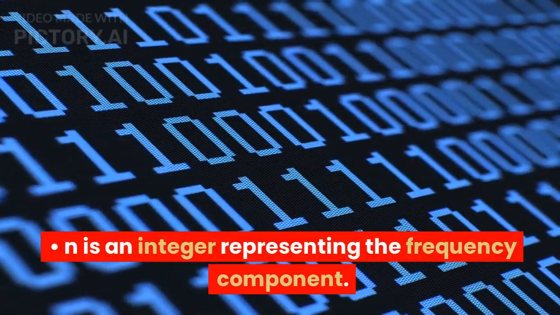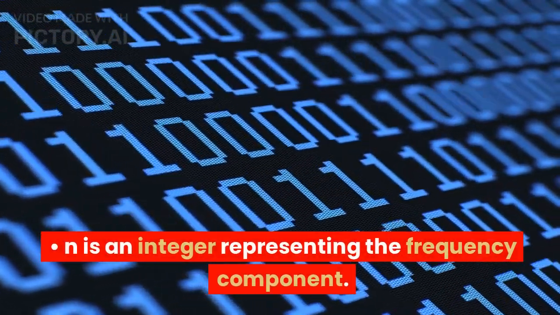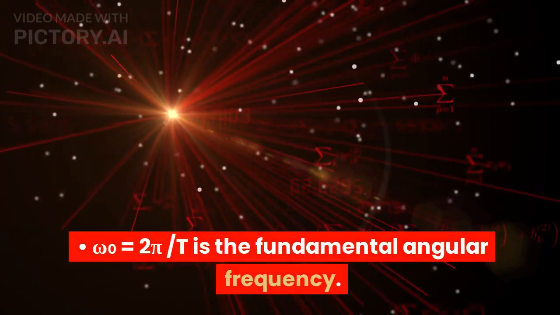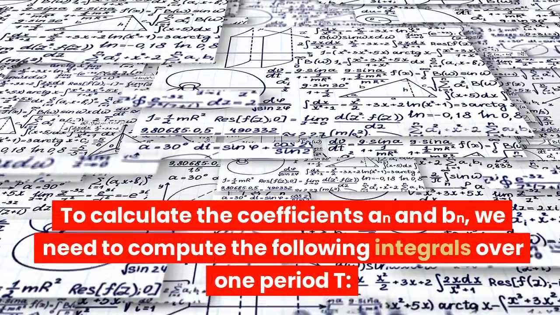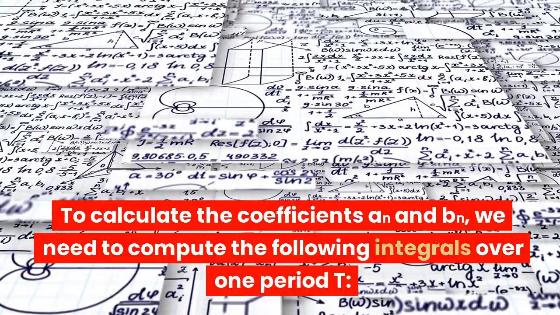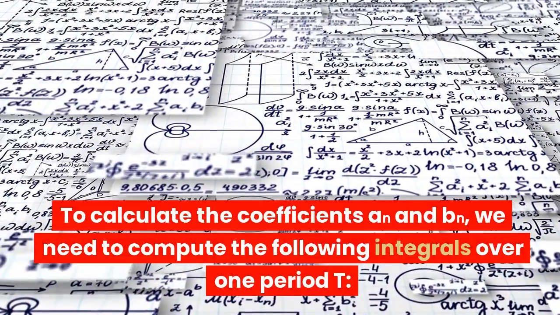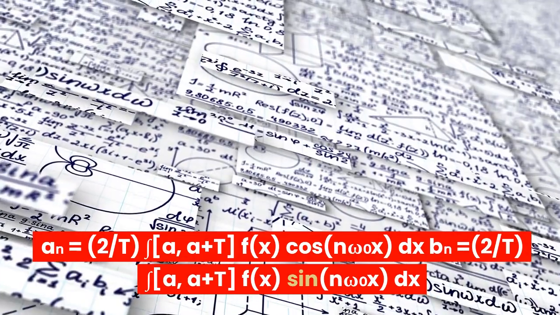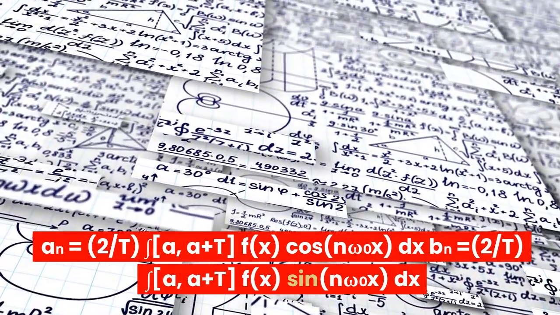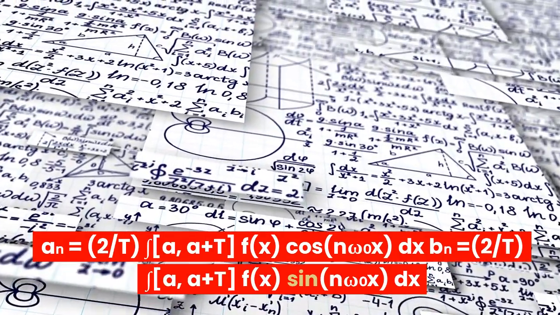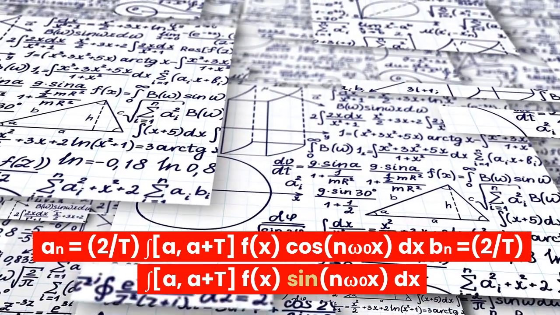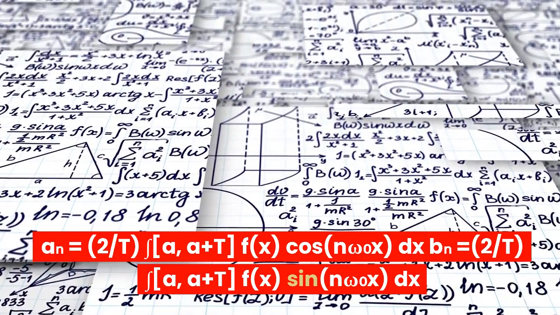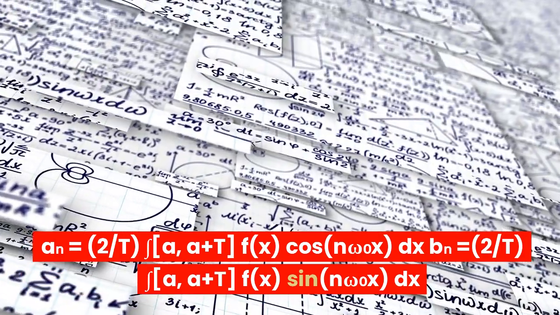n is an integer representing the frequency component. Omega equals 2π/T is the fundamental angular frequency. To calculate the coefficients a_n and b_n, we need to compute the following integrals over one period T. a_n equals 2/T times the integral from a to a+T of f(x) cos(nωx) dx. b_n equals 2/T times the integral from a to a+T of f(x) sin(nωx) dx.